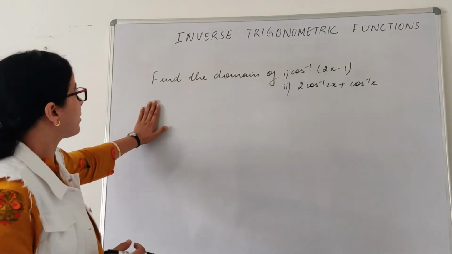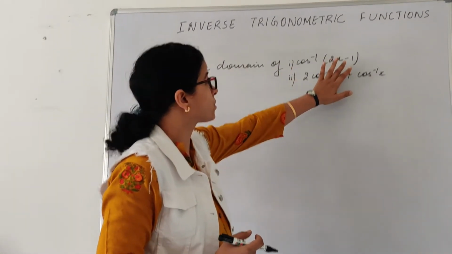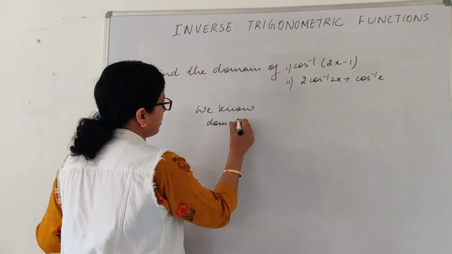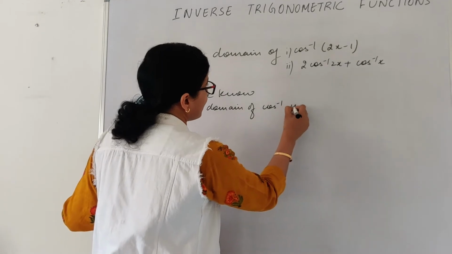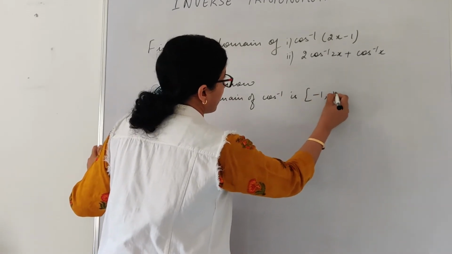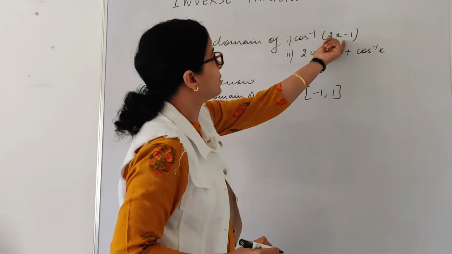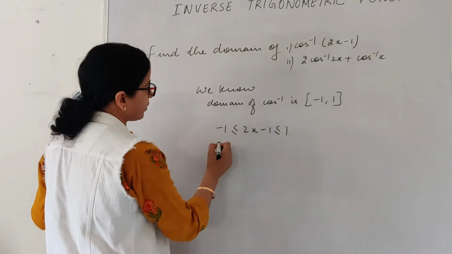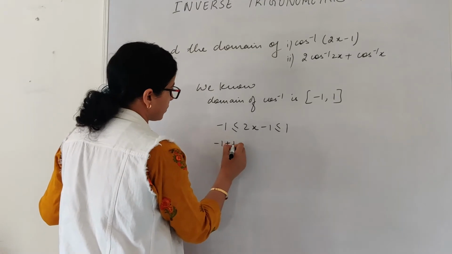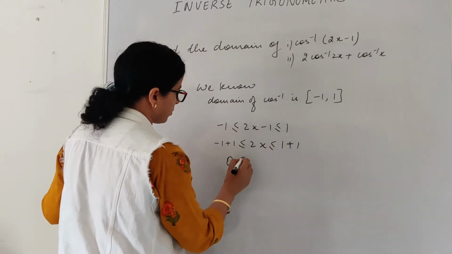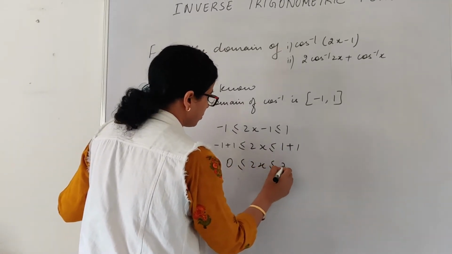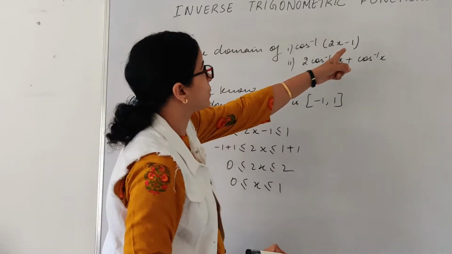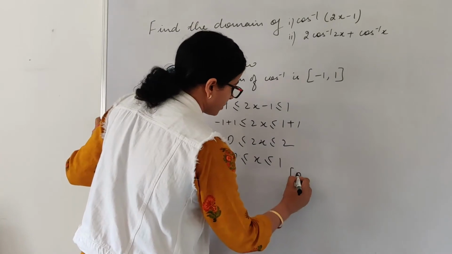So now let us find the domain of cos inverse (2x minus 1), and second is this part. The domain of cos inverse is minus 1 to 1, right? So it means this part should lie between minus 1 and 1. Add 1 to all the sides, so minus 1 plus 1, 1 plus 1: 0 less than or equal to 2x less than or equal to 2. Divide by 2. So what is my domain for cos inverse (2x minus 1)? It is the closed interval 0 comma 1.